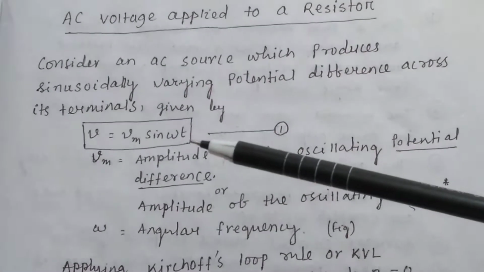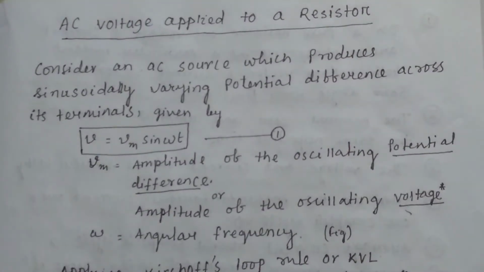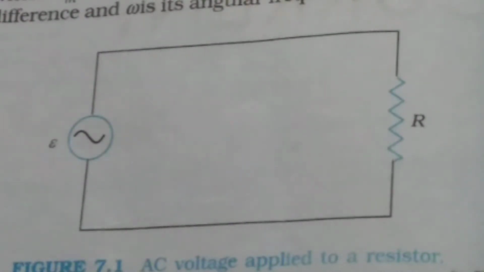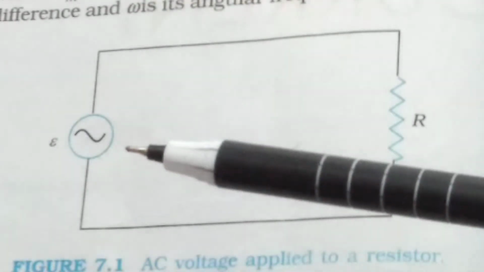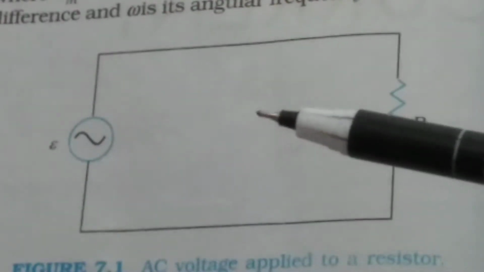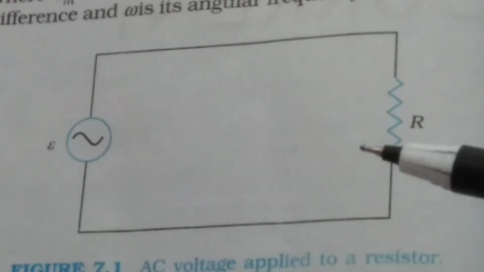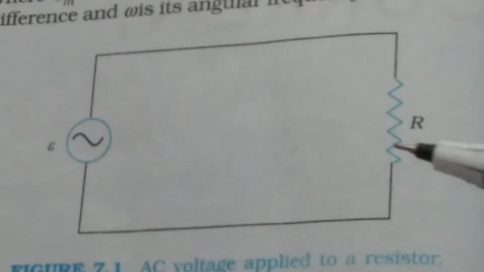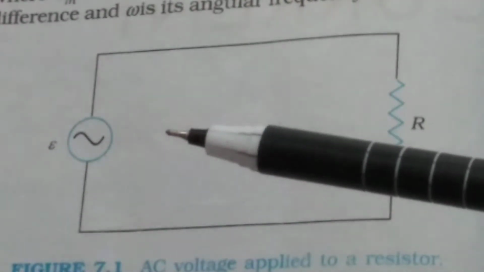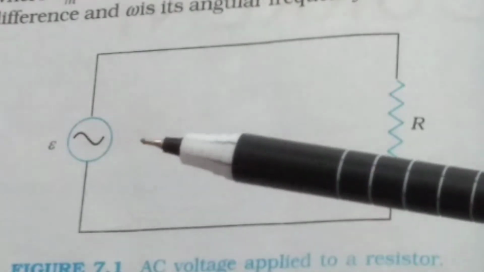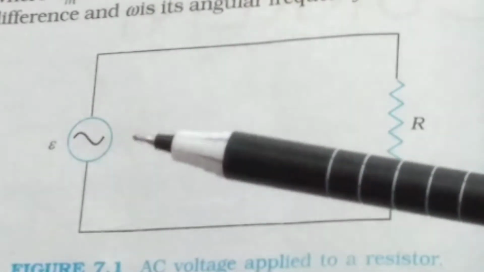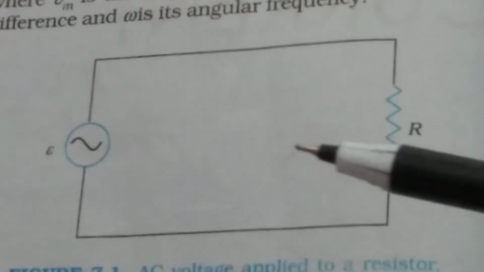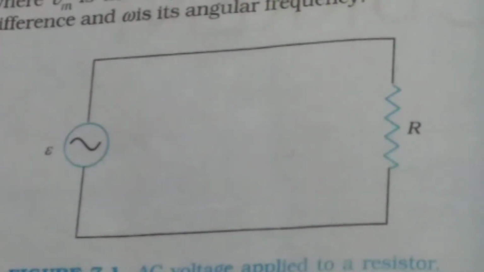Here omega is called the angular frequency. You see in the circuit diagram, this is the AC source. This is the symbol for the AC source, and the AC source is connected to a resistance R. In the AC source, the potential difference across the source is V equal to Vm sin omega t.